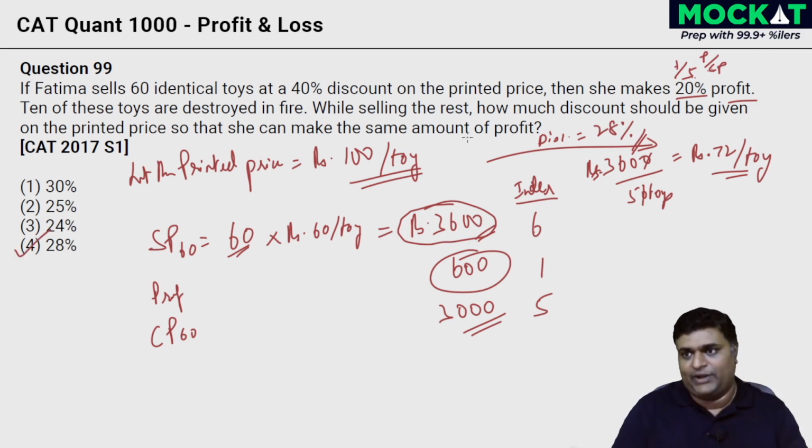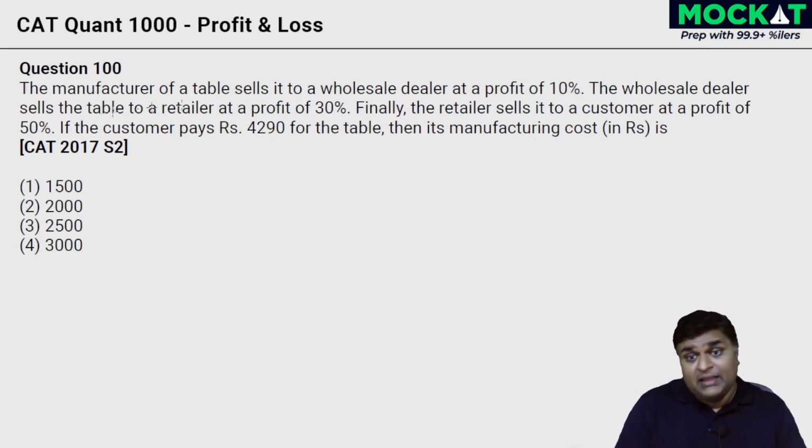Mark that and keep going to the next question. On to question 100. The manufacturer of a table sells it to a wholesale dealer at a profit of 10%. The wholesale dealer sells the table to a retailer at a profit of 30%. And the retailer sells it to a customer at a profit of 50%. The customer pays 4,290 for the table. What's the manufacturing cost?